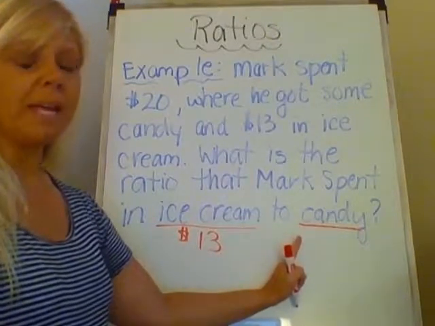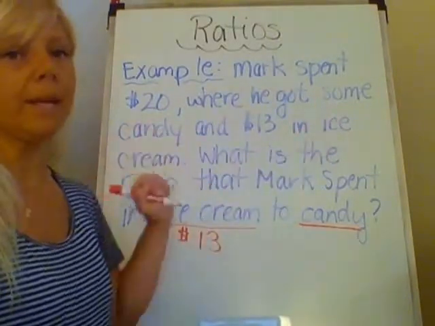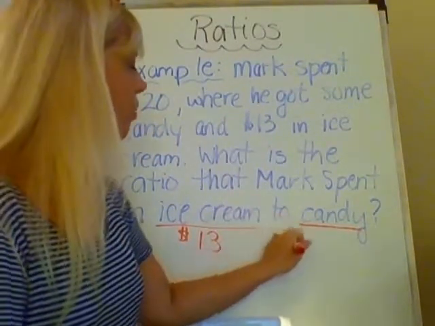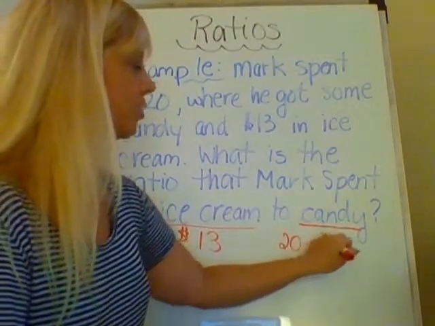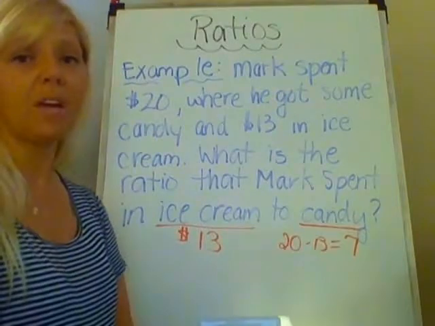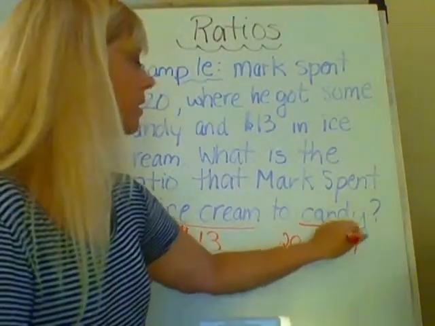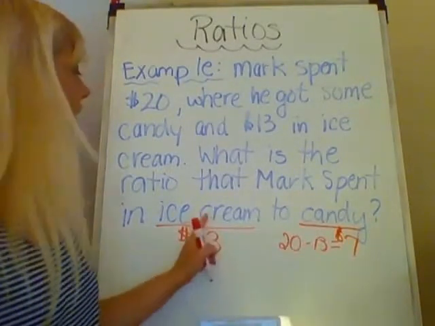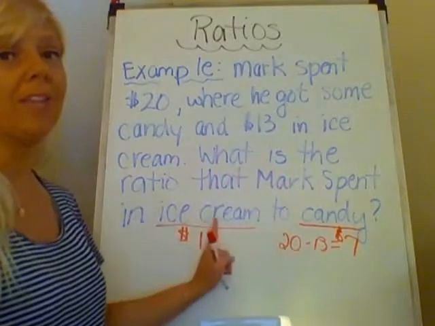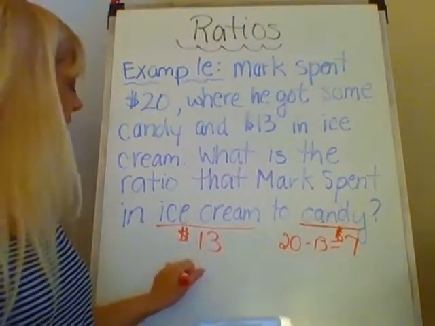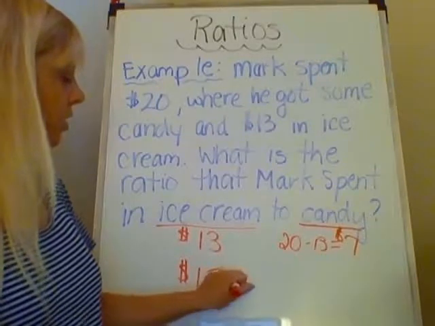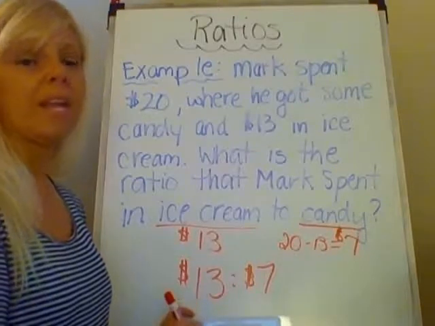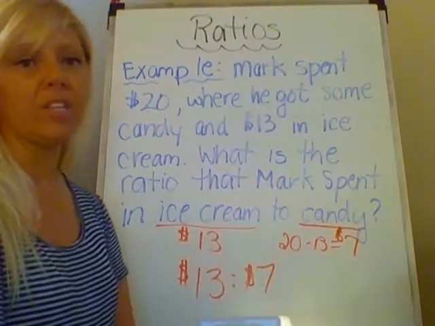Now, do I know how much he spent in candy? It doesn't tell me. It says he got some candy, but we know that Mark spent altogether $20. So if I do 20 minus 13, what I spent in ice cream, I know that Mark spent $7 in candy. So now I can take my ratio and write it down in my form. So we want to know the ratio that Mark spent in ice cream to candy. So ice cream needs to go first. So I'm going to go ahead and use my colon, $13 to $7. So that is what Mark spent in ice cream to candy when he went to the store.